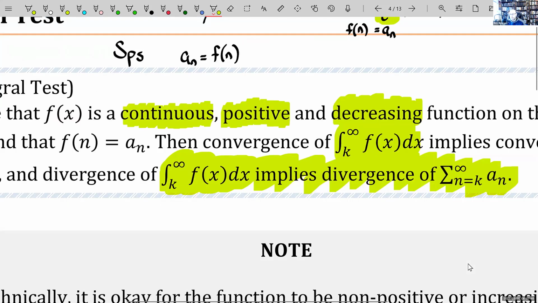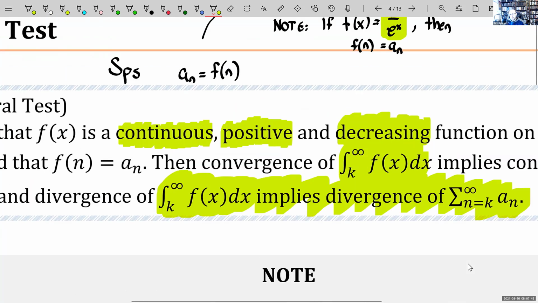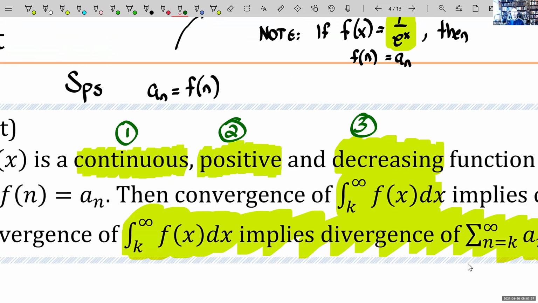Wait for my screen to catch up. Waiting. Come on. Oh, there we go.